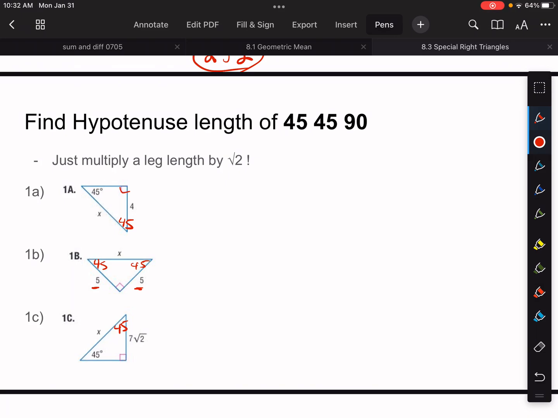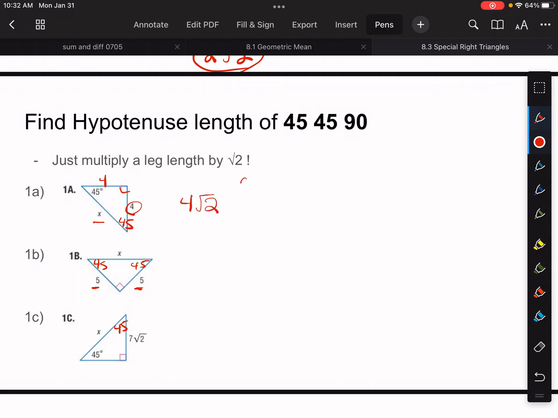Again, we're just going to use our rule. If this is 4, I know that this length has to be 4. The easiest thing to do here would be to follow the pattern that I know is true and say that x is equal to 4 times the square root of 2.